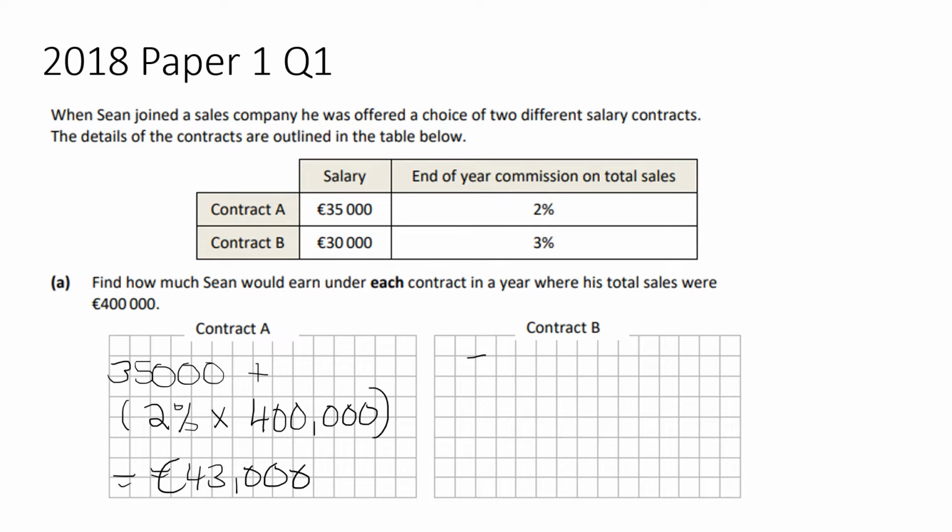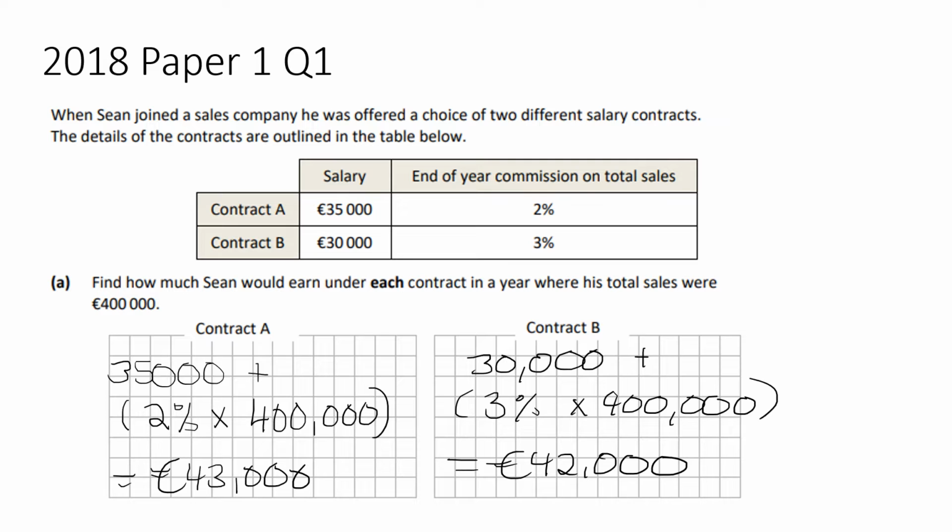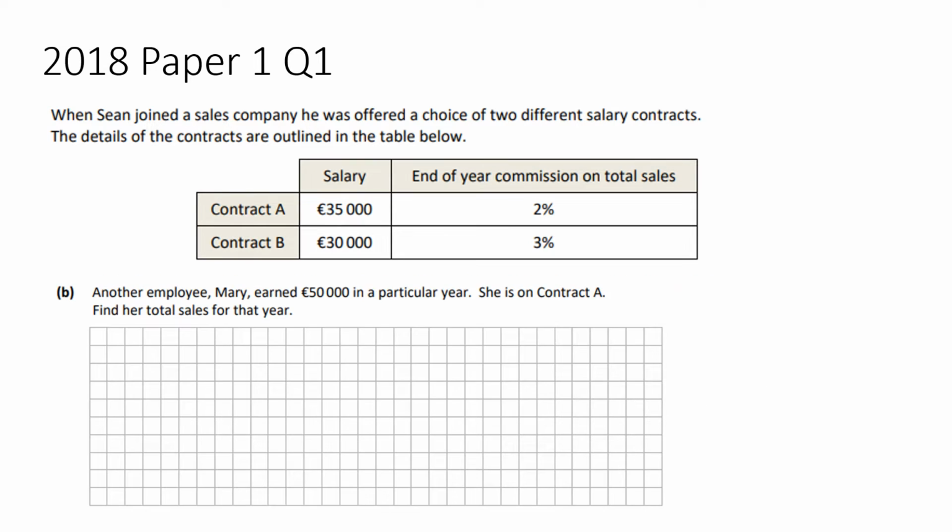On contract B, he gets 30,000 regardless, and then he makes 3% on the 400,000. So I'm just going to multiply that. And then I add it on to 30,000, and that gives you 42,000. So that means that he makes 12,000 in commission. That is 10 marks. For part B, so another employee, Mary, earned 50,000 in a particular year.